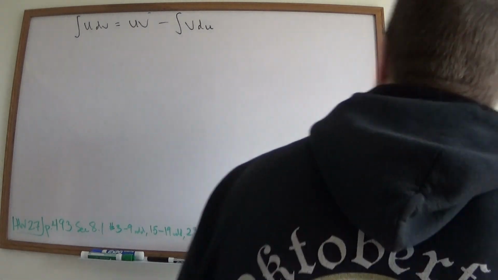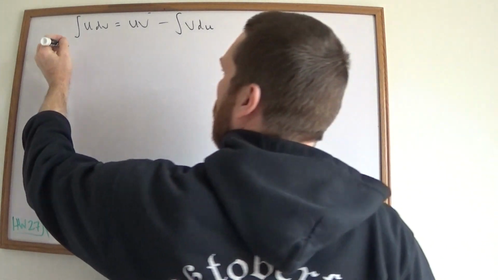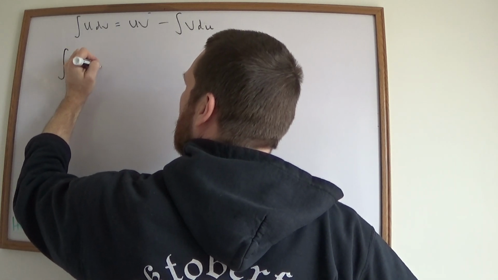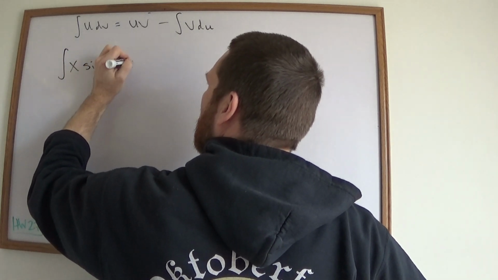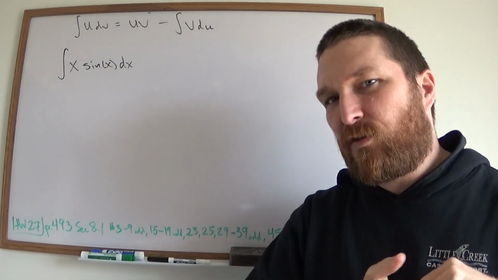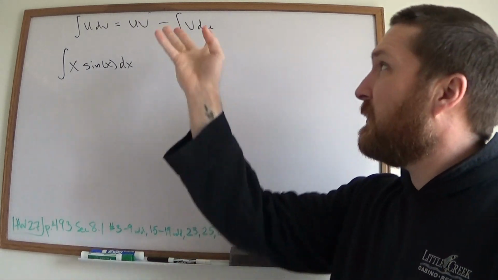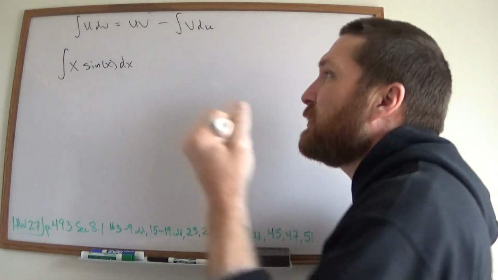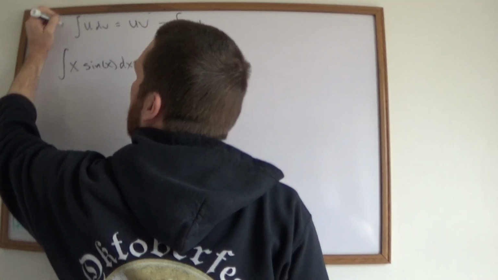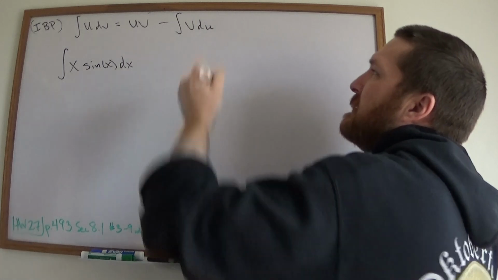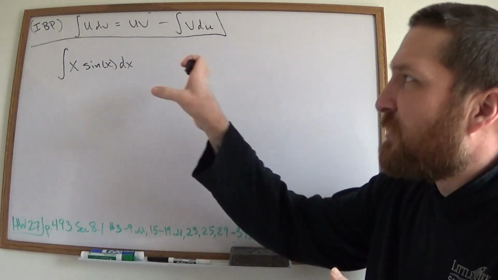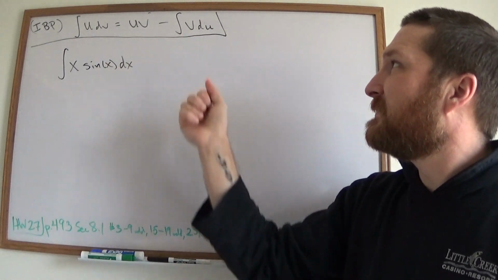So, here's an example. We want to find the integral of x sine x dx. One telltale sign that you want to use integration by parts, and by the way, IBP is what we're going to call it. That is integration by parts. You can see it's like parts: there's one part, there's another part.